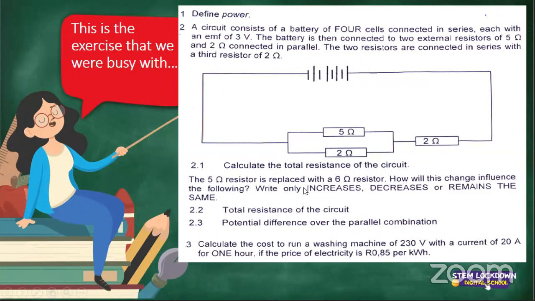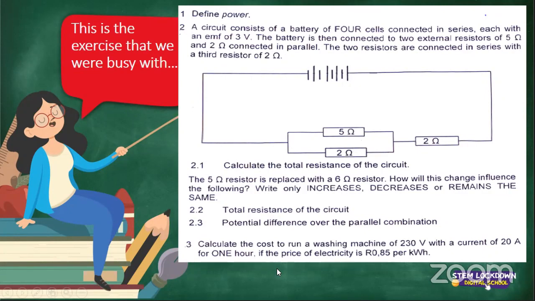the 5 ohm resistor is replaced with a 6 ohm resistor. How will this change influence the following? Right, only increase, decrease, or remain the same? And then 2.2, you are asked, how will the total resistance of the circuit be affected by this replacement of a 5 ohm with a 6 ohm? And also, how will the potential difference over the parallel combination be affected by the change of replacing the 5 ohm resistor with the 6 ohm resistor?